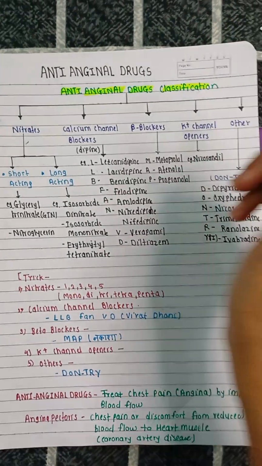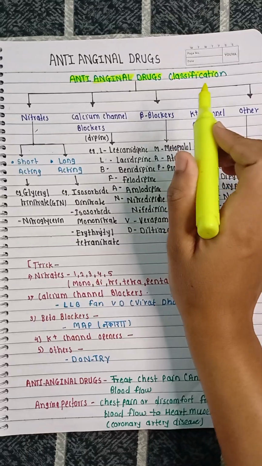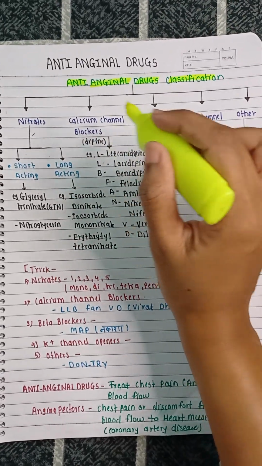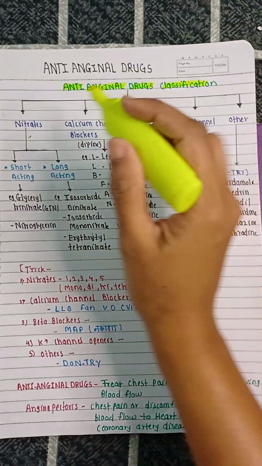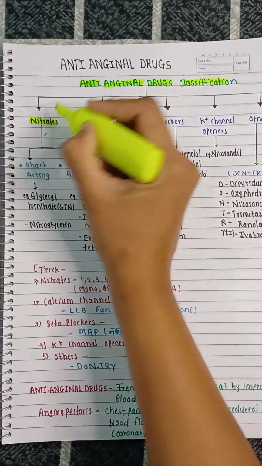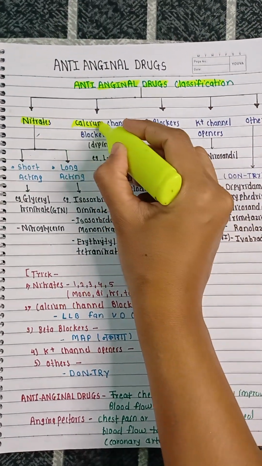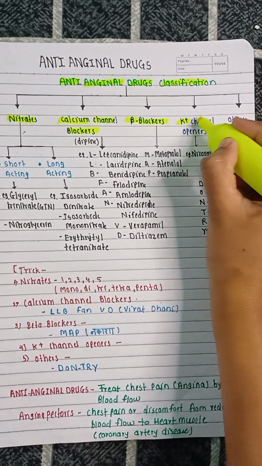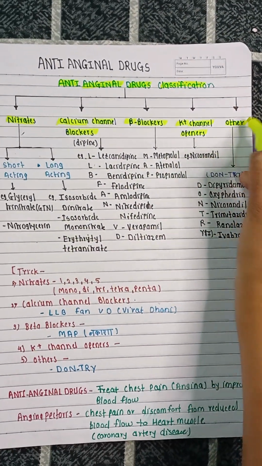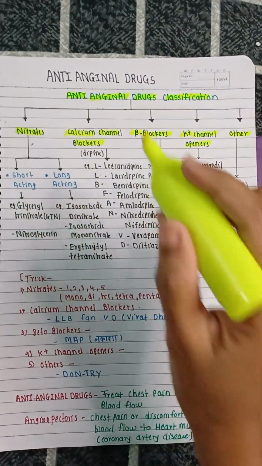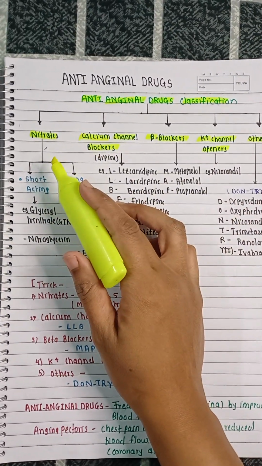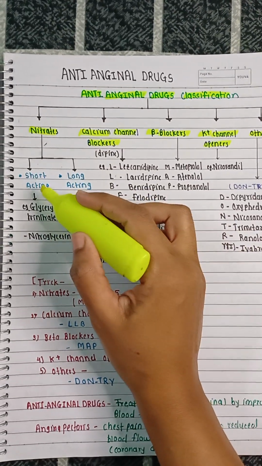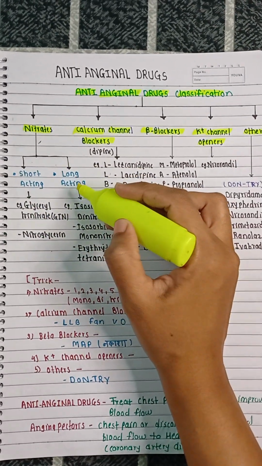Now we will see the mnemonics for the anti-anginal drugs. First, there are 4 main classes, and the last one is the other drugs. The first is the nitrates, second is the calcium channel blockers, then beta blockers, potassium channel openers, and other drugs. The first class is the nitrate, which is again classified into two types: first is the short acting and second is the long acting.